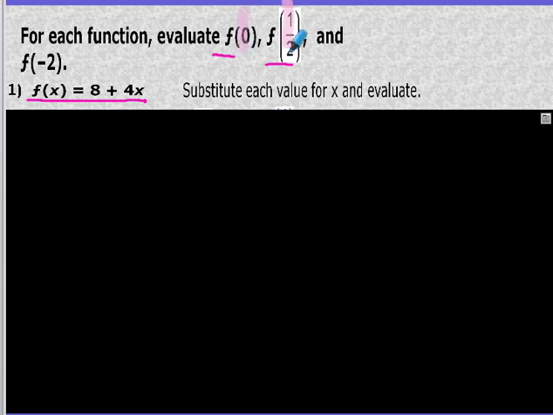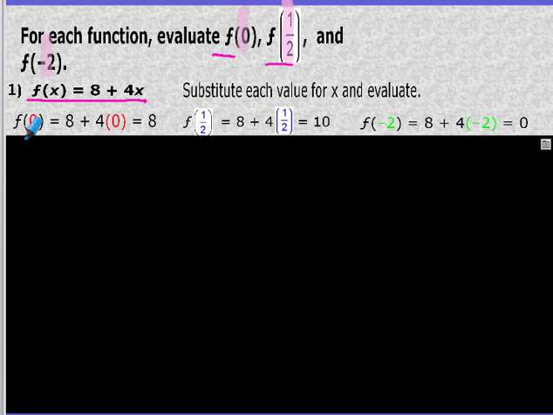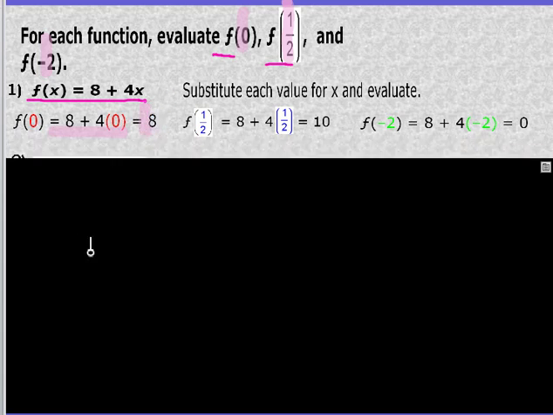0, 1/2, and -2. We're going to find three different output values based on the input values specified. So f of 0 means we're going to replace x with 0, and that gives us this, which means we've got 8. So we've got an ordered pair 0 and 8.